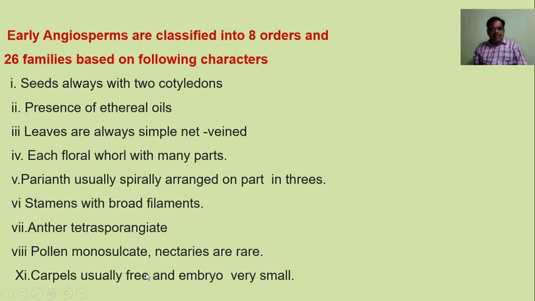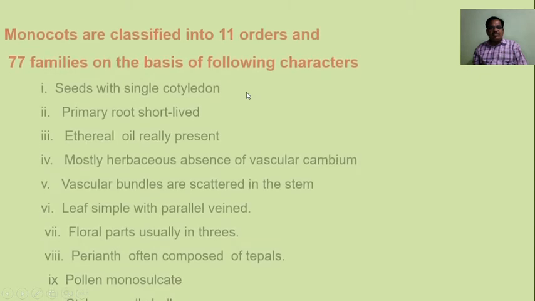Carpels are apocarpous, that is they are free, known as apocarpous gynoecium. As carpels are free, when the fruit forms, it is an etaerio of berries, that is a grouping of fruits is formed, and the embryo is comparatively very small. These are the characters of the early angiosperm. No doubt early angiosperms are nothing but the dicotyledon plants.